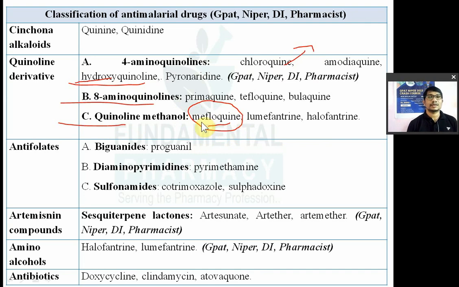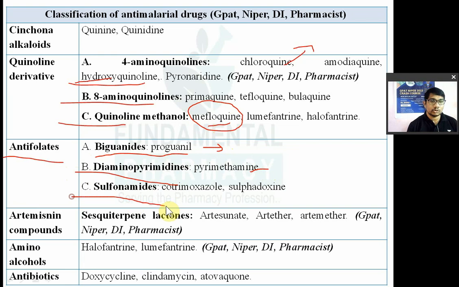Mefloquine is used in multi-drug resistant malaria, right? Now anti-folate drugs. In the biguanides, you have proguanil, which is a prodrug. It is converted into cycloguanil. Remember. Now diaminopyrimidines, in that you have pyrimethamine. It is a dihydrofolate reductase inhibitor.